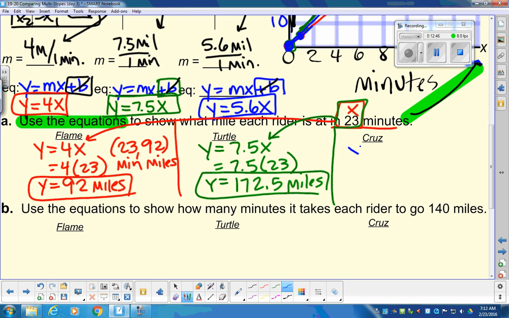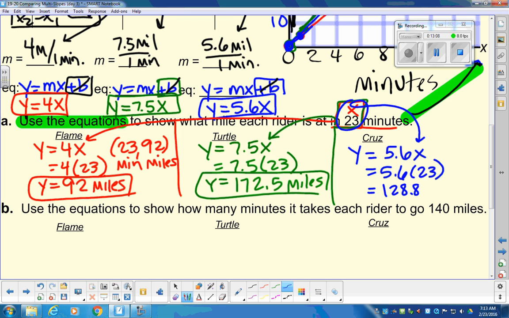And then we have Cruise. Cruise is traveling at 5.6, because I rounded it, because that's that repeating decimal, 5.555, times x. What's happening at 23 minutes for Cruise? So we're going to go ahead and type that in. This will be a little bit tricky based on rounding there. So we have 5.6 multiplied by 23 gives me 128.8 miles.